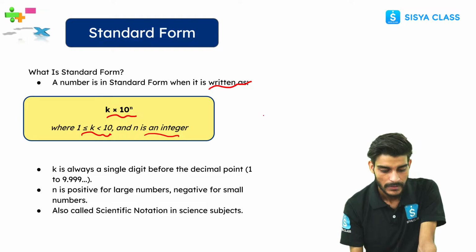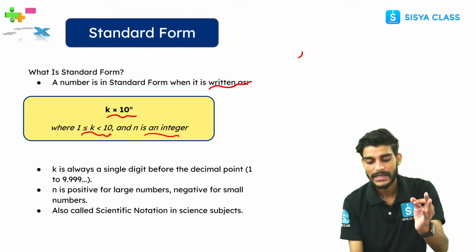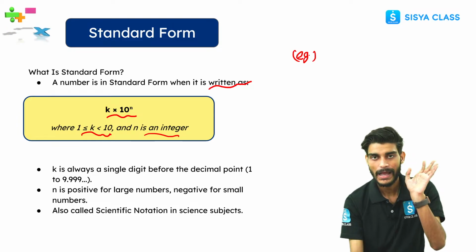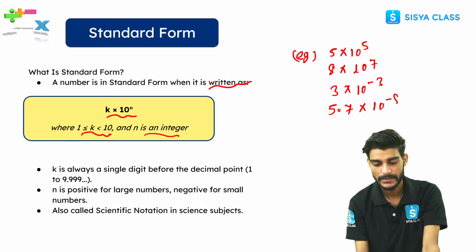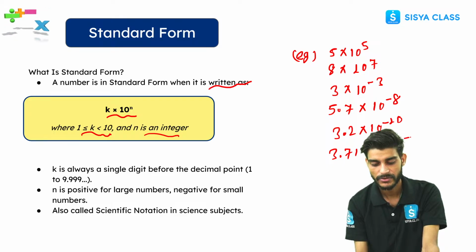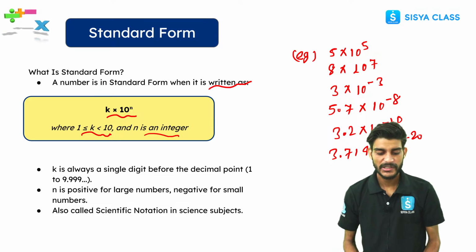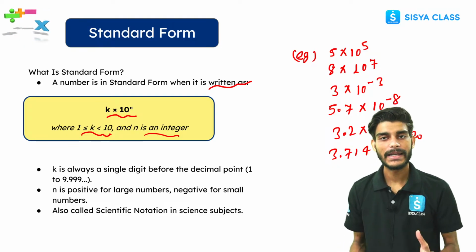Let me tell you. Suppose, I am writing some examples of standard form: 5 into 10 raised to the power 5, 8 into 10 raised to the power 7, 3 into 10 raised to the power minus 3, 5.7 into 10 raised to the power minus 8, 3.2 into 10 raised to the power minus 10, 3.714 into 10 raised to the power minus 20. These are some examples of the standard form, how you denote the large numbers.